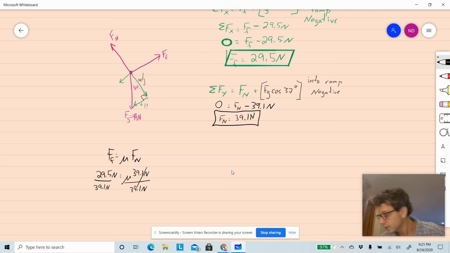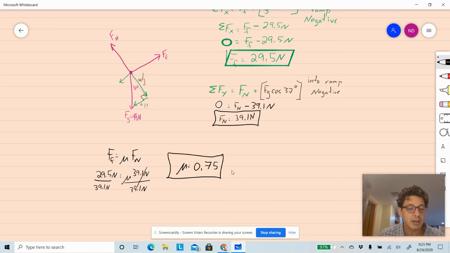Those will cancel out. You get 29.5 divided by 39.1, 0.75. Mu is equal to 0.75. Key thing there, notice all the units cancel out. Newtons divided by newtons goes to 1. That becomes 0.75 equals mu. And that is how we solve all of it. Done. Good luck on the practice problems.